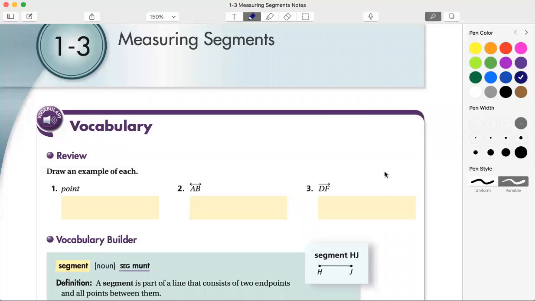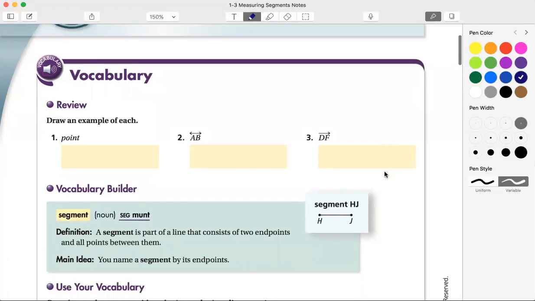All right, this is section 1-3, measuring segments. So let's quickly start with a review of the vocabulary. Draw an example of each. So what is a point? Well, here is point A. Here's a point, and we'll call it point A.